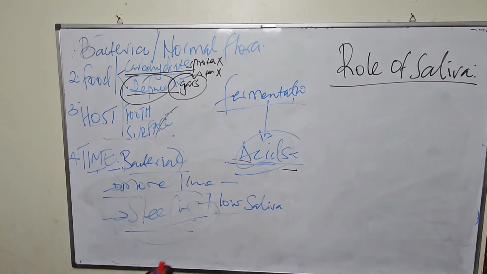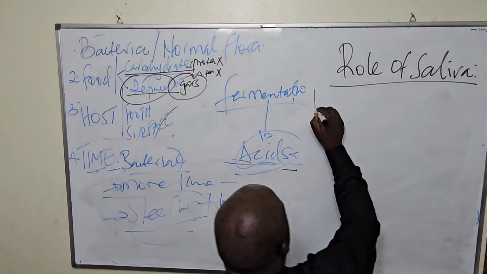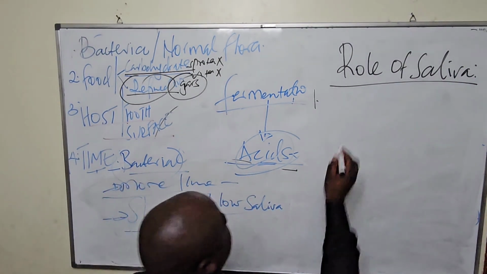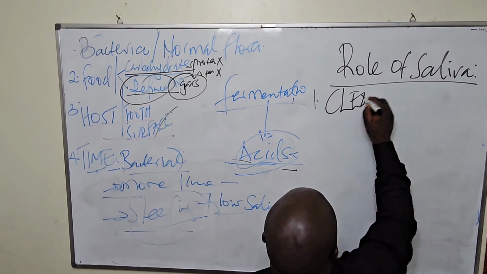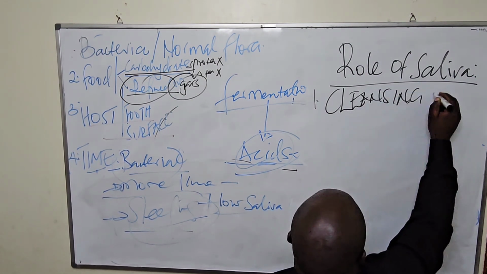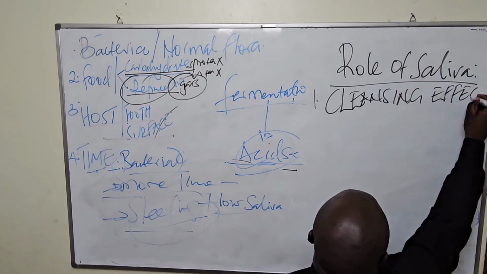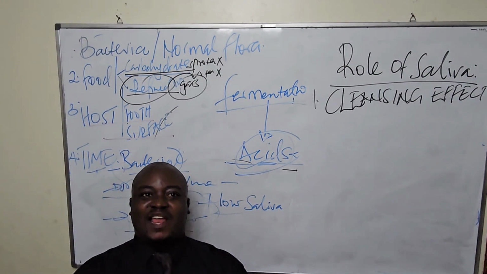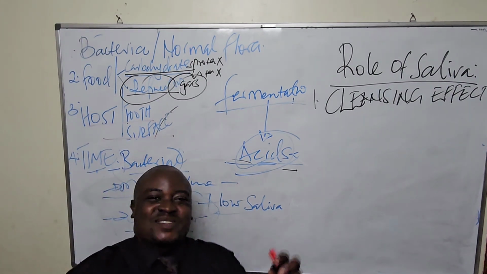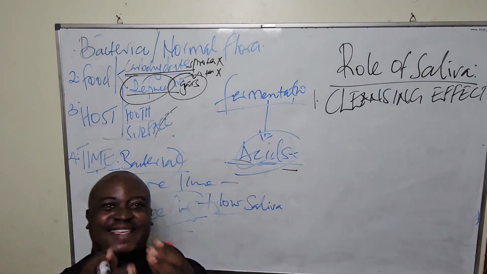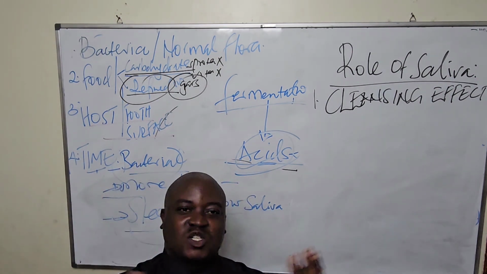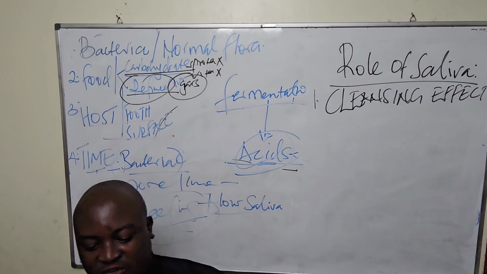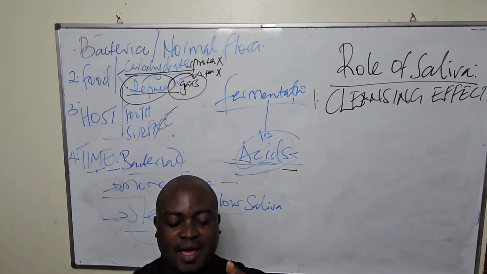Saliva is important because, number one, is what we call the clearance or cleansing effect. The moment you have saliva, and maybe you have not rinsed your mouth, somehow it washes away the food particles in the mouth. So by doing that, we are calling it what? A cleansing effect, because of its low what? Viscosity.